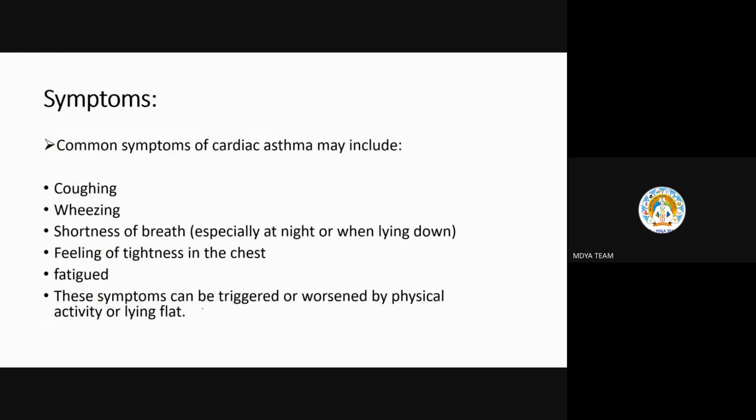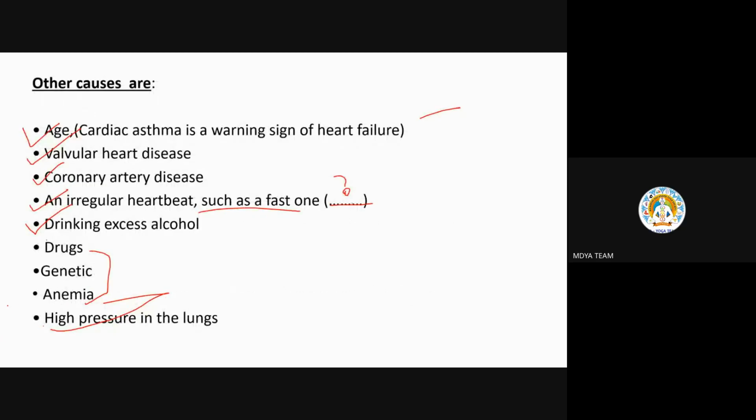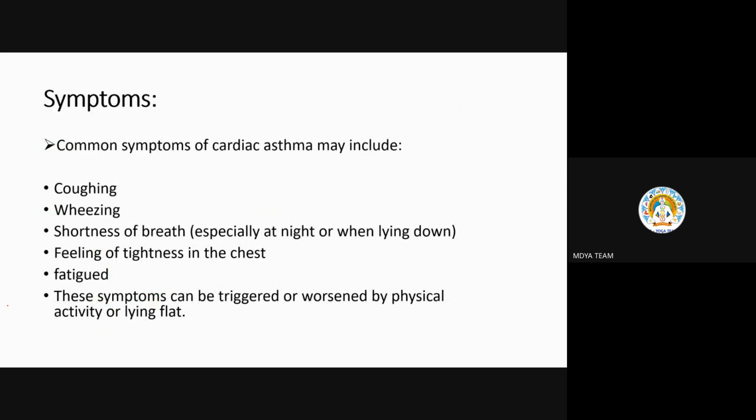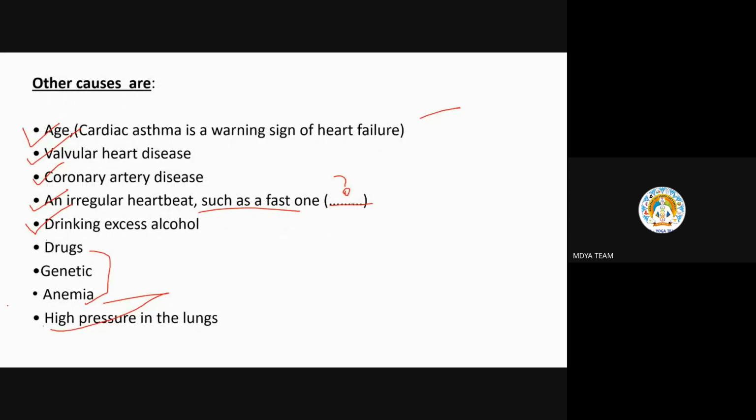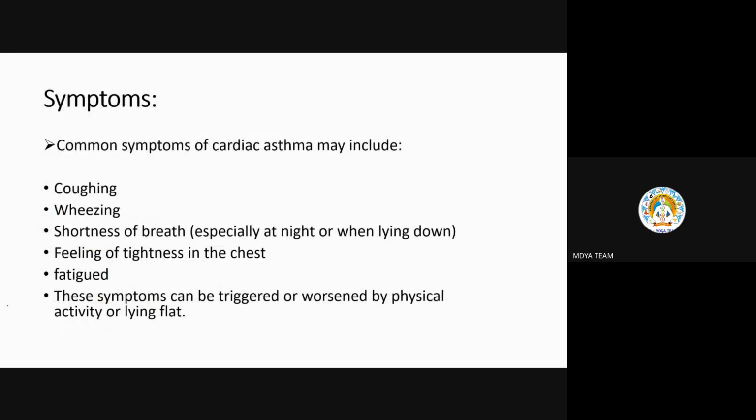Symptoms, common symptoms of cardiac asthma are... Ma'am, can you go back, ma'am? Yes, ma'am. Okay, I'll send you the slide now. I sent the same day only, just yesterday's slide I sent today. So can I go ahead? Yes, yes, ma'am. Okay, symptoms.